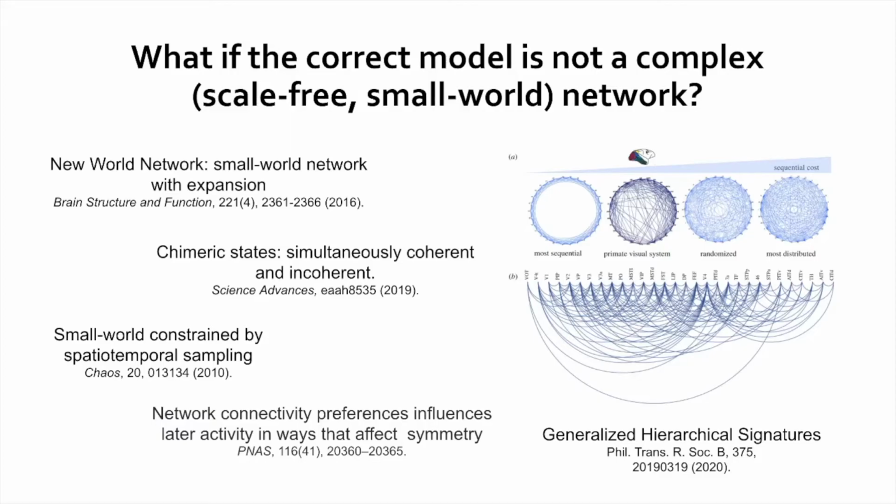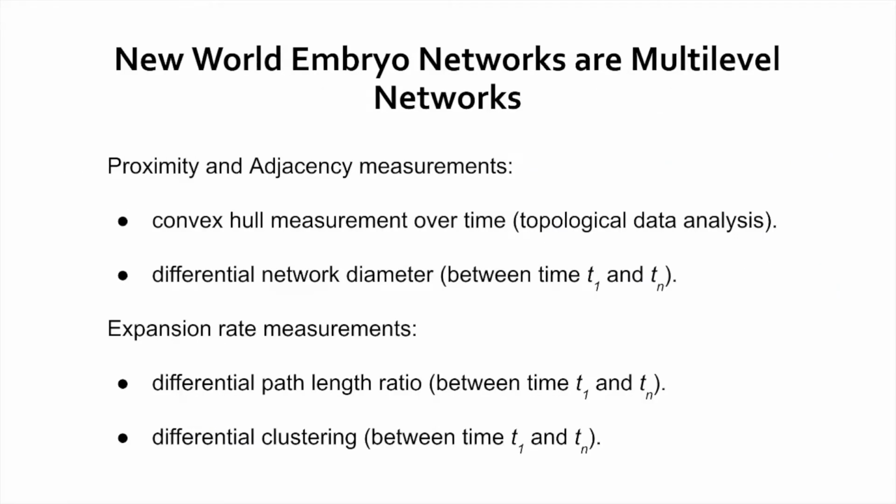And we have small world networks, but constrained by spatiotemporal sampling. And since we have a spatiotemporal component here, that might be useful. We have network connectivity preferences that influence later activity in ways that affect symmetry. So network connectivity is having an effect later on. And this is, of course, relevant when you have a number of cells growing in the embryo. And then finally, you have these generalized hierarchical signatures. So where you have hierarchy in the network, or when you begin to have hierarchy, you begin to see it, and it has its own network dynamics.